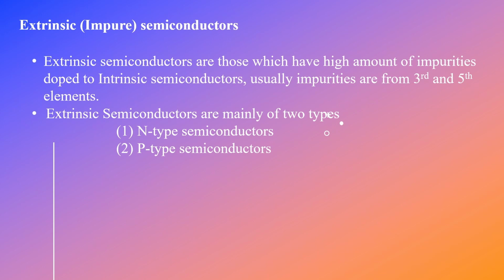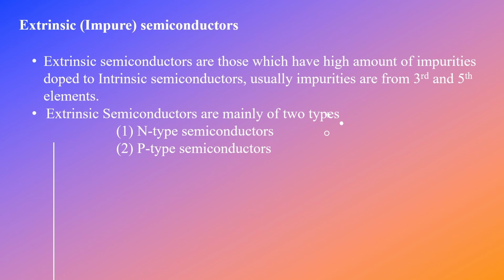Now let's move on to extrinsic semiconductors, or impure semiconductors. In order to make these intrinsic semiconductors more conductive, we need to dope them with some impurities, usually from third or fifth group elements. Usually the doping level is approximately one impurity atom per 10 million atoms. The ratio of this amount is called doping.